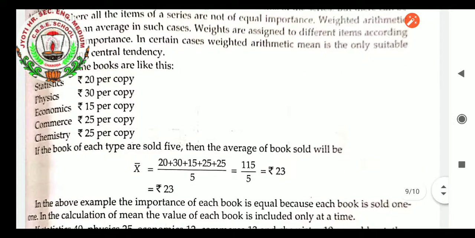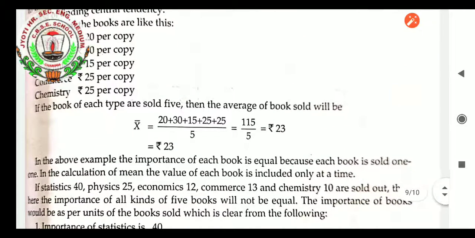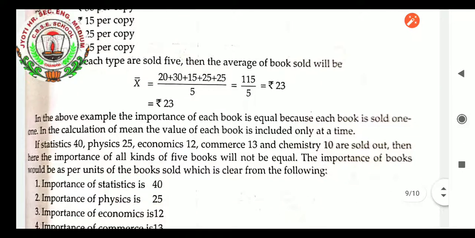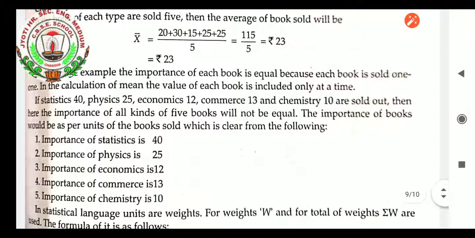that is 23. But in the above example, the importance of each book is equal because an equal number of books is sold. In the calculation of the mean, the value of each book is included only once. But suppose statistics 40, physics 25, economics 12, commerce 13 and chemistry 10 books are demanded. It means the statistics book is more demanded.